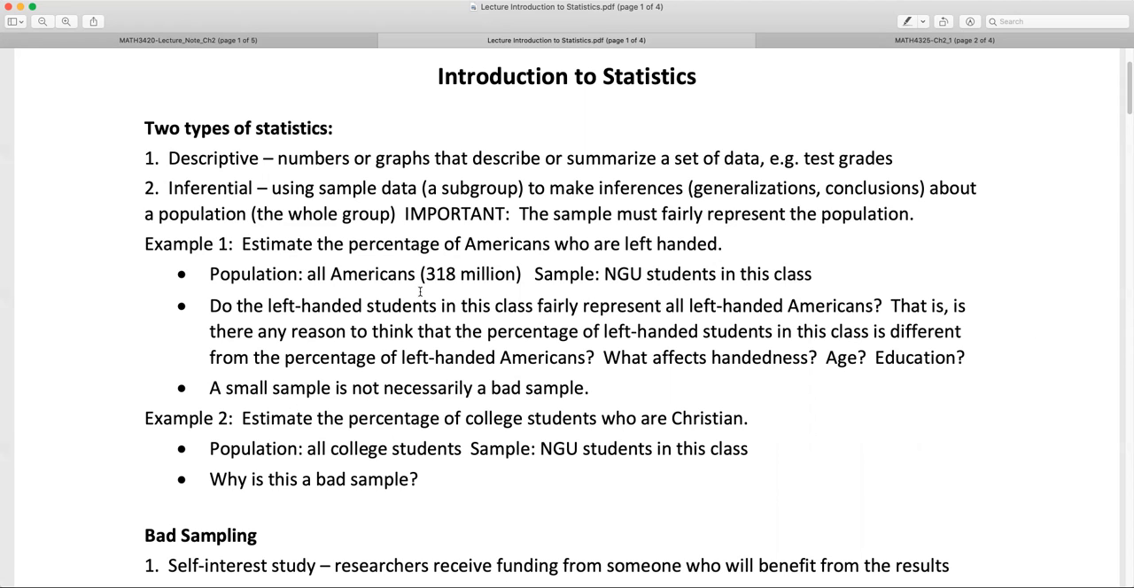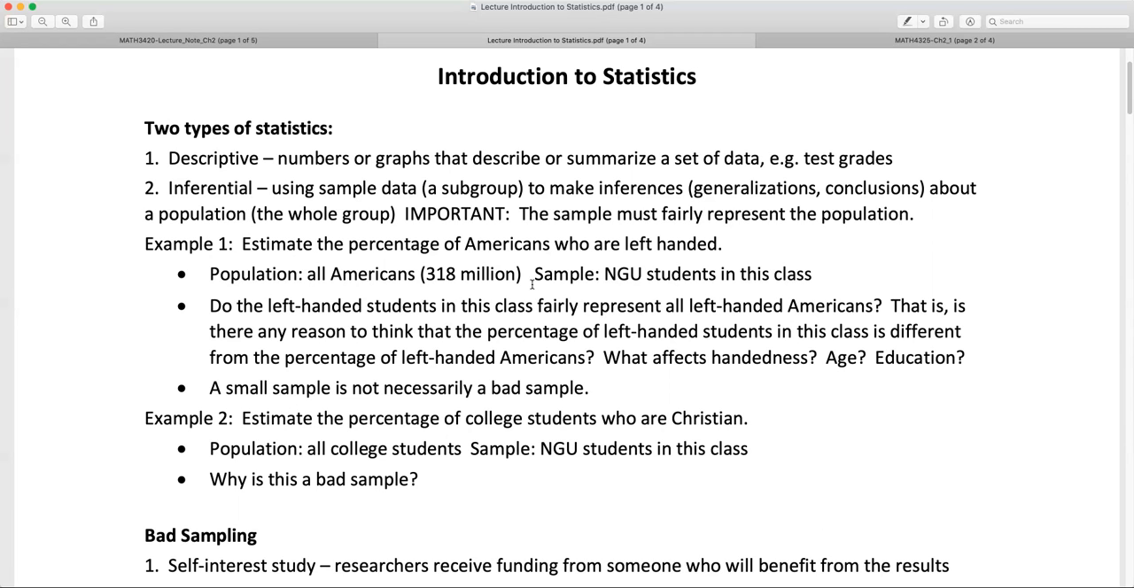Estimate the percentage of Americans who are left-handed. The group of all Americans is going to be the population. If you collect data from the students in our school as a sample, then the sample data is all the students in this school. Or if you just collect the data from our class, then our class is going to be the sample data.